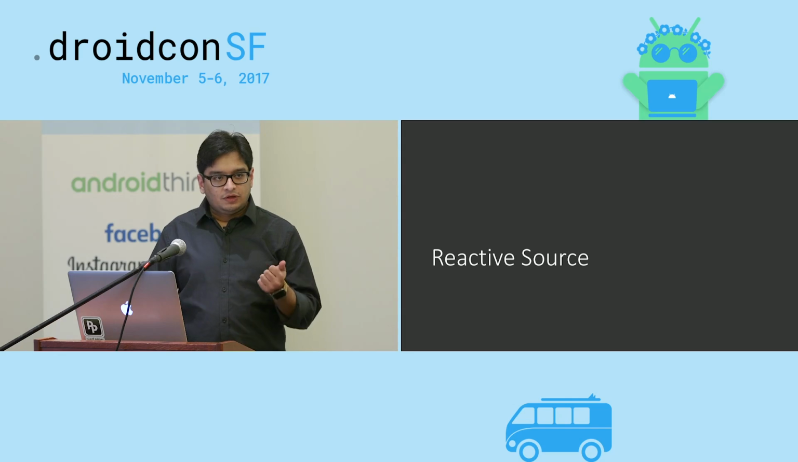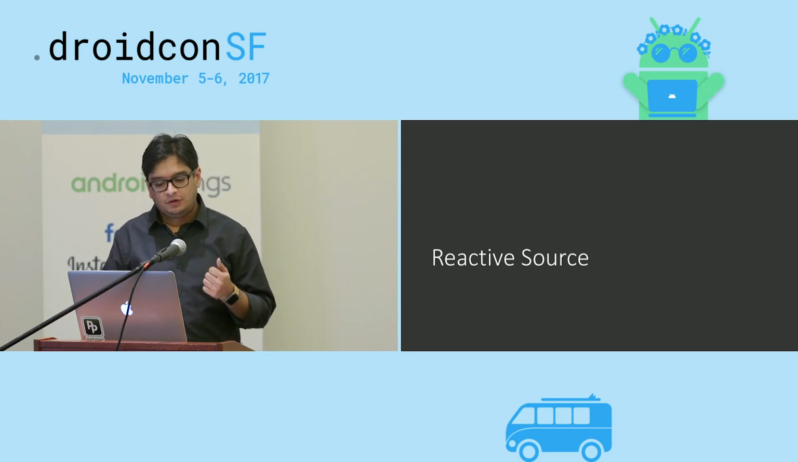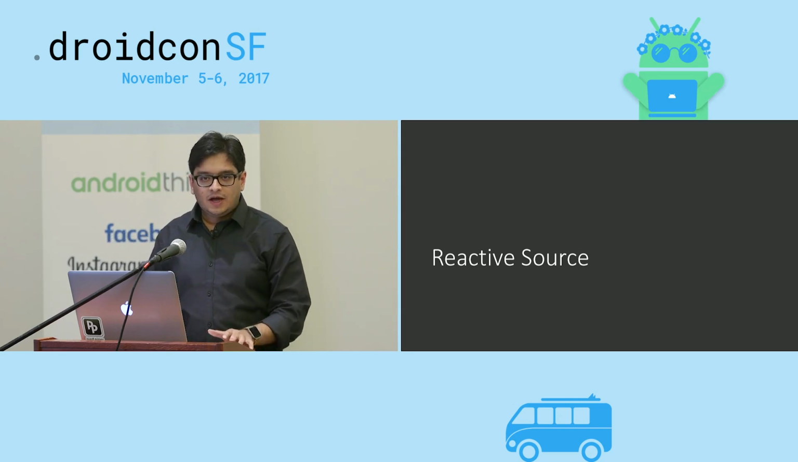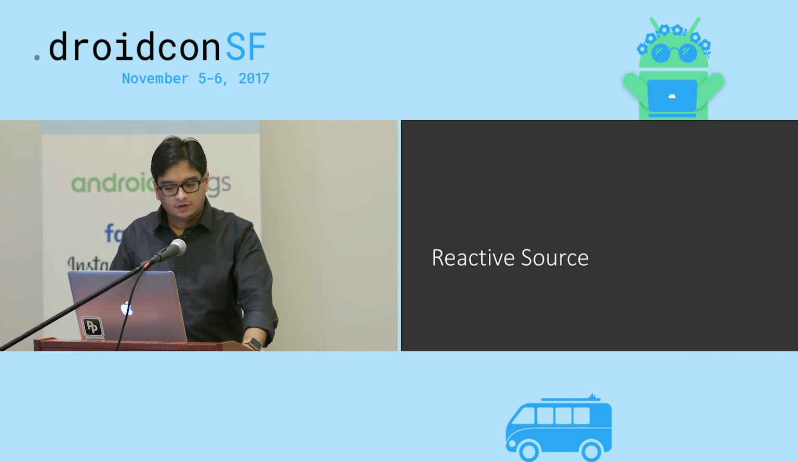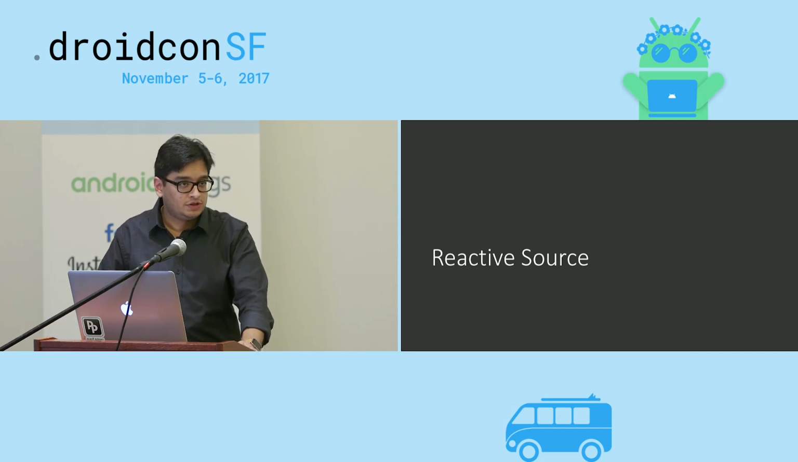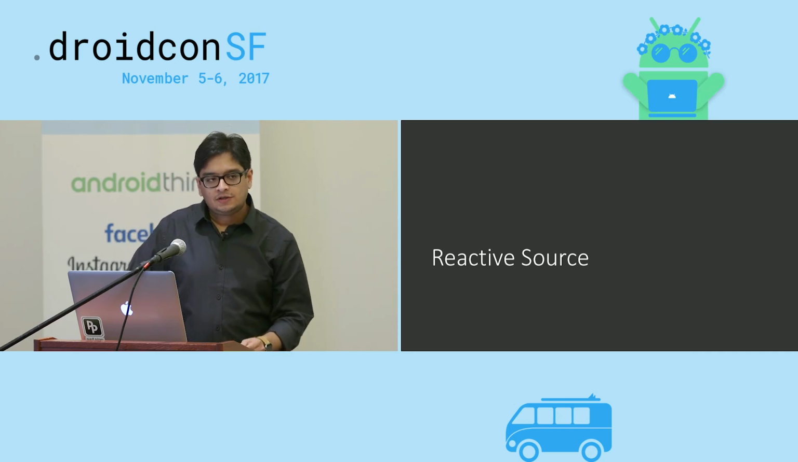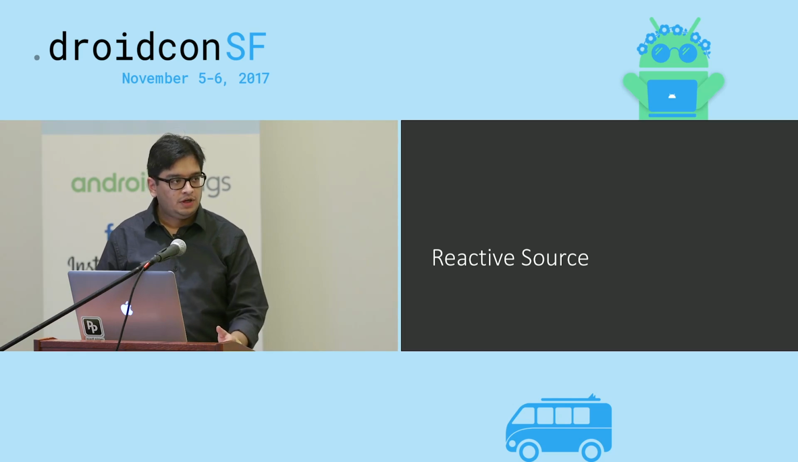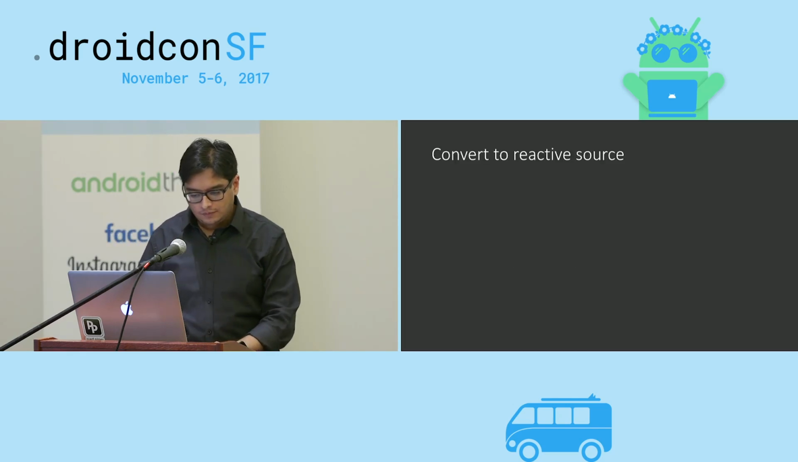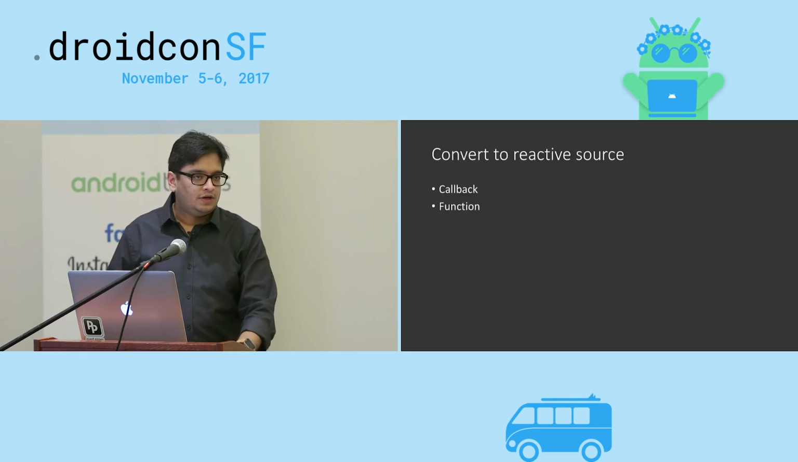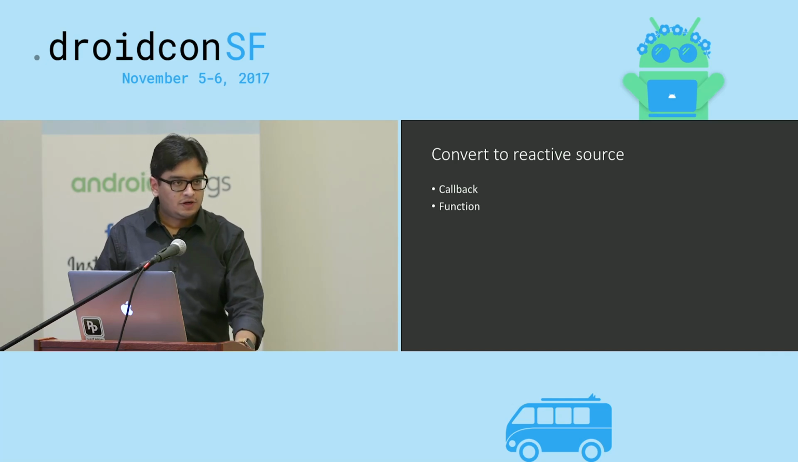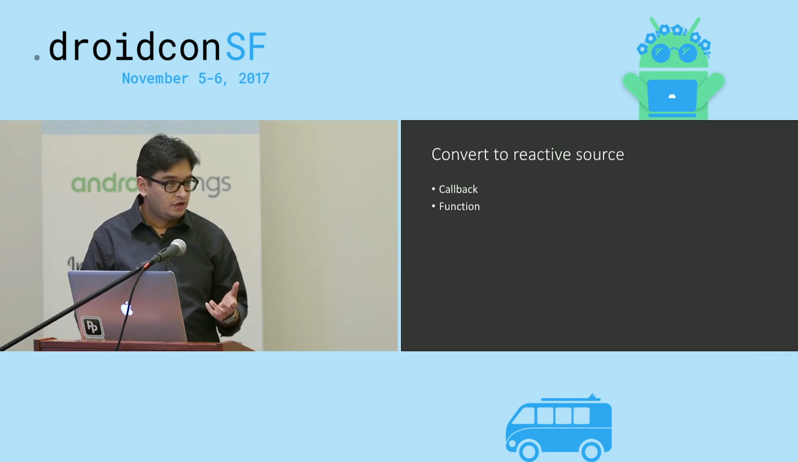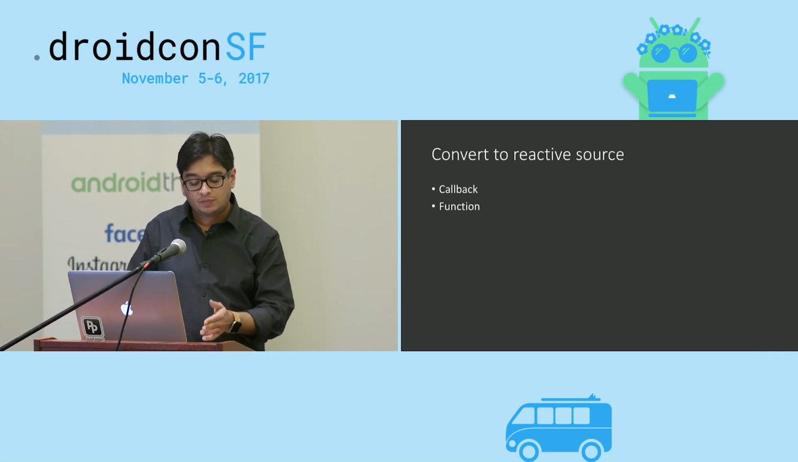Good, so we looked at subjects, we looked at a few operators, we looked at sources. Now let's see how we can apply that in our application. All of us would have legacy code which is non-Rx. How easy is it, or how is it possible, to convert it into a reactive source? Say there are 2 different sources of data for us. One is a callback, one is an actual function, and we'll look at an example of how we can convert both of them into a reactive source.